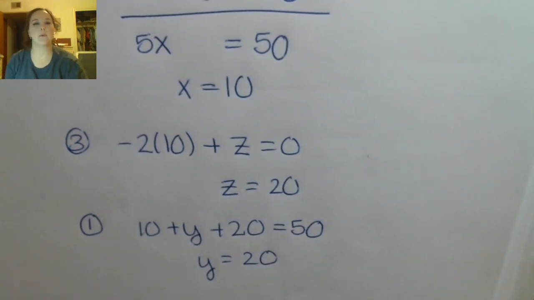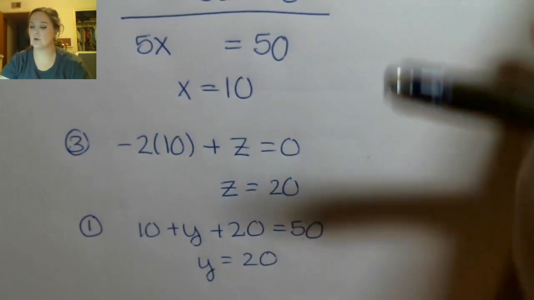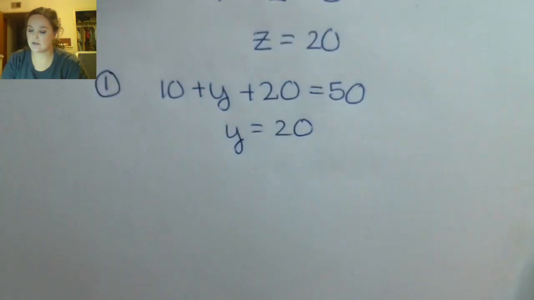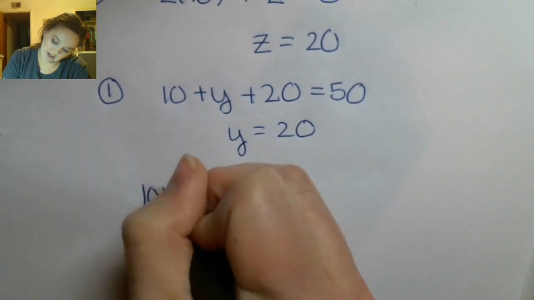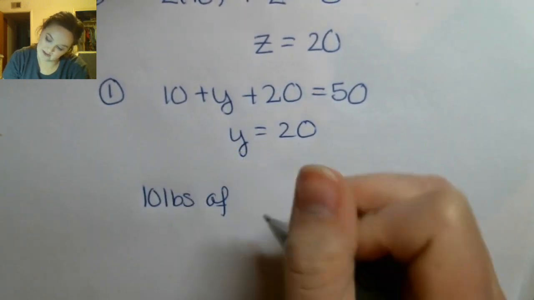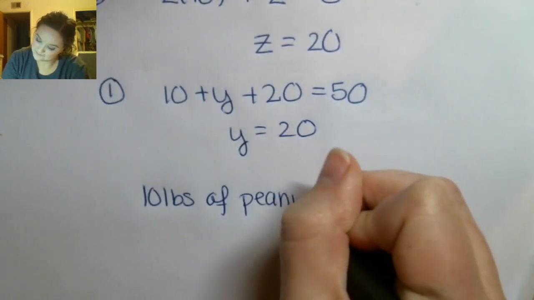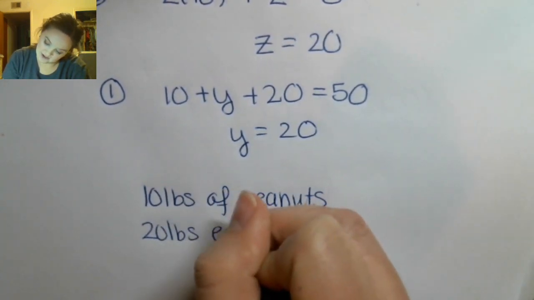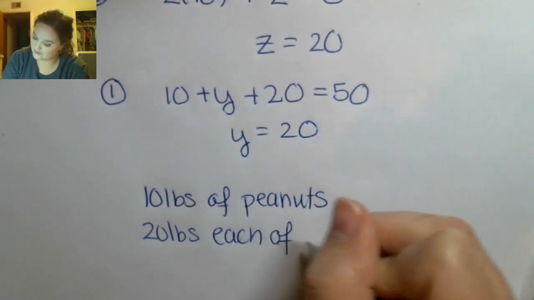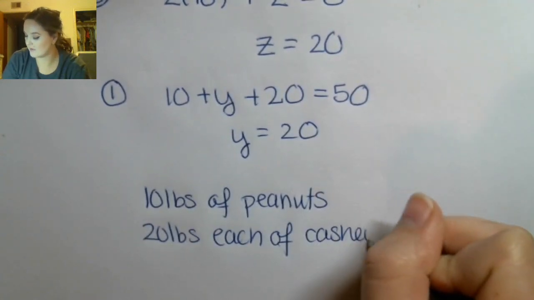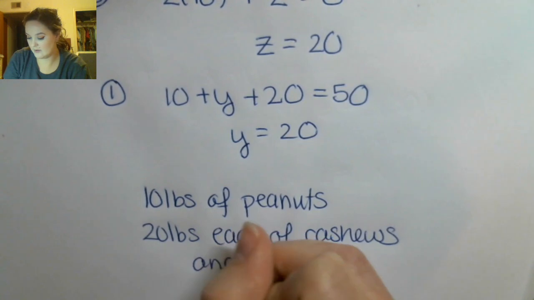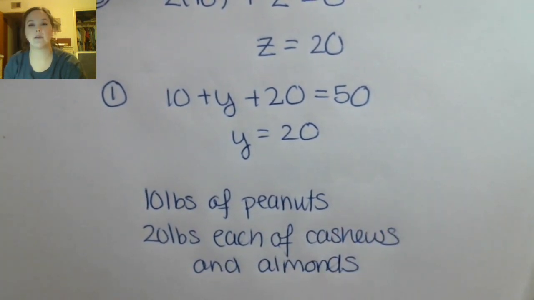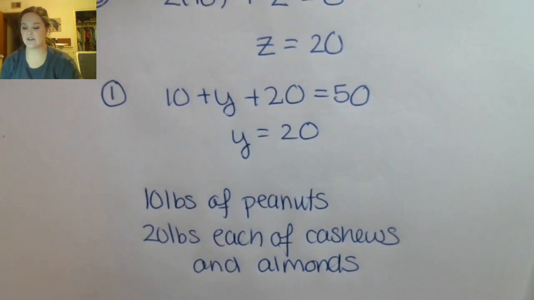Okay, now remember, because this is a word problem, you want a word answer. Okay, so remember x was pounds of peanuts, so we would have 10 pounds of peanuts, 20 pounds each of cashews and almonds. Okay, and that would be my final answer.